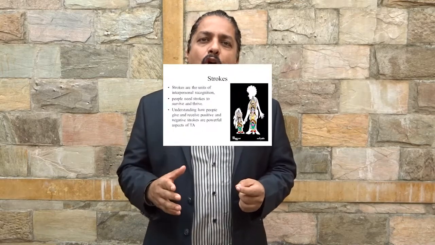The third part, we looked at when two people interact, what are the different ego states that come into play and what are the different types of transactions that come in via complementary, cross and ulterior transactions. Now, in this particular video, I'm going to talk about stroke.